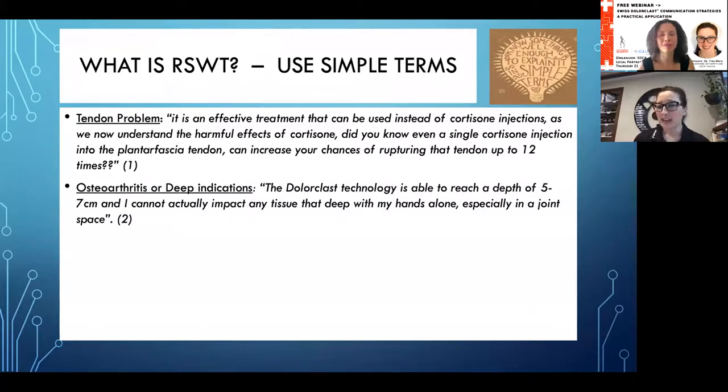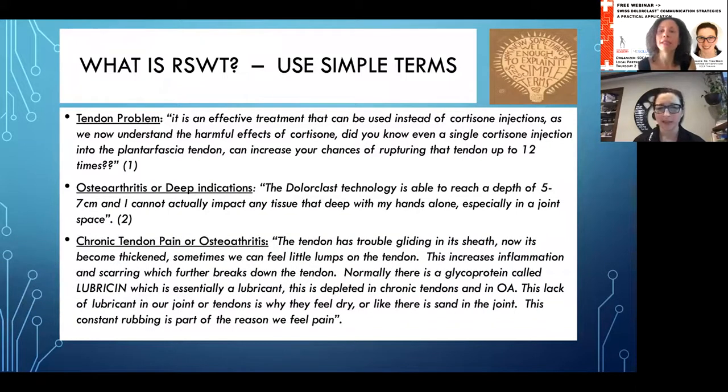If we're talking about osteoarthritis or a deep indication like a supraspinatus that's calcified, I say things like the DolorClast technology is able to reach a depth of 5 to 7 centimeters, depending on which device I'm using. And I can't actually impact any tissue that deep with my hands alone, especially in a joint space. So especially if I'm talking about a knee or an ankle or a foot or a hip. So any deep, big, strong joints that might be osteoarthritic, particularly weight-bearing joints, I often tell them that. And again, the results are so good for osteoarthritis that once they've experienced that, they're very happy to have that again. So chronic tendon pain.